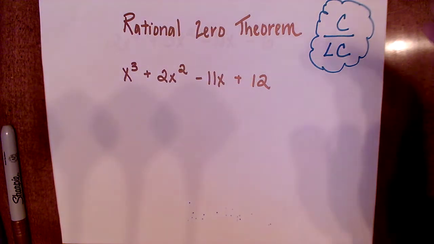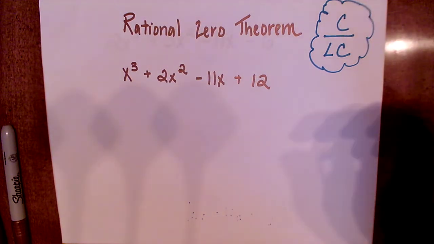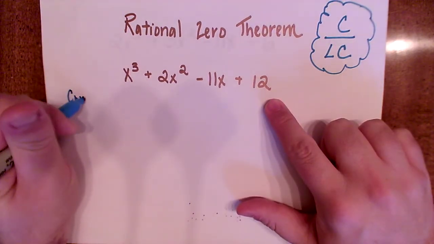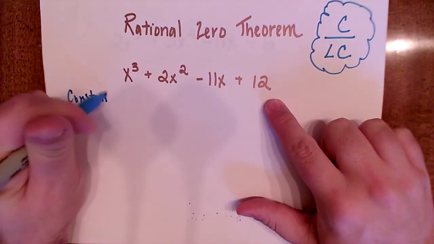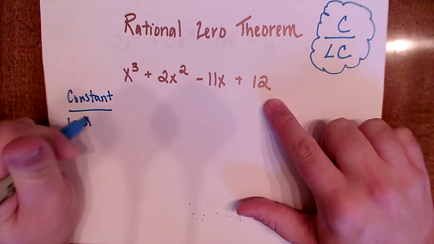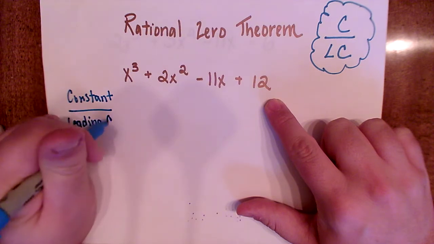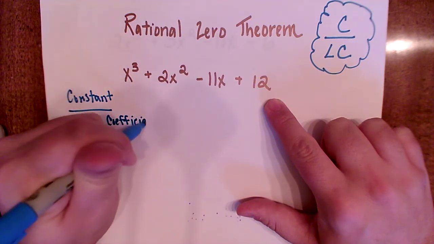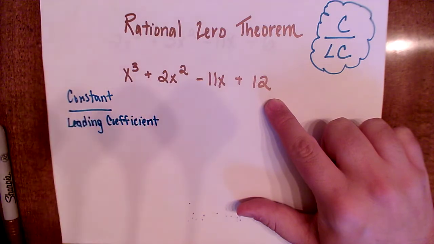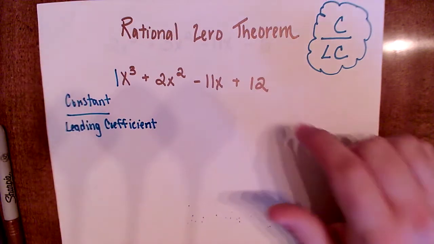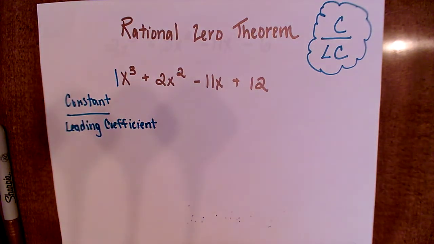Now we get these answers by doing C over LC, which is our constant over our leading coefficient. Okay, so this one's actually pretty easy because our leading coefficient is just 1. Okay? Now, what do I mean when I say the constant?